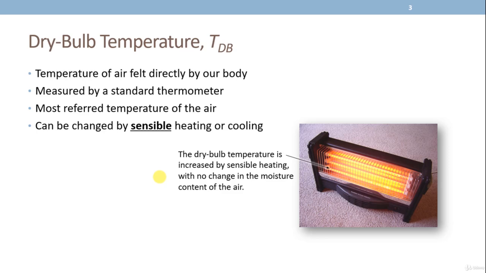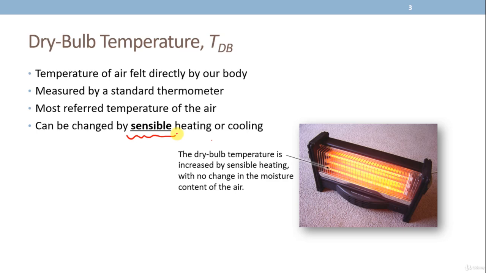And how do we measure that? We will use a standard thermometer or just a normal temperature sensor, RTD, to measure the temperature. So this temperature will change if we do heating or cooling to it. And to be more specific, it is sensible cooling. If you look over here, there is a word called sensible. So what does that mean?